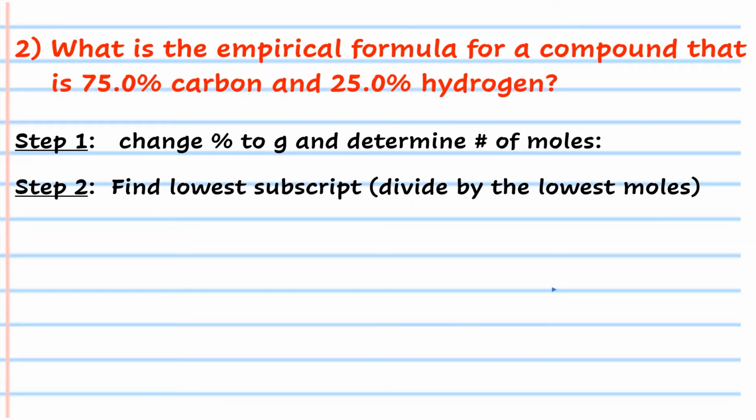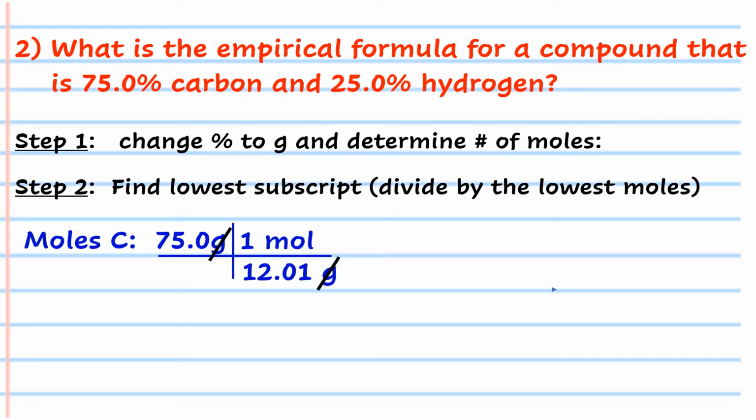So let's try another practice problem. What is the empirical formula for a compound that is 75% carbon and 25% hydrogen? So remember, step 1 is we're going to change the percent to grams and determine the number of moles for both carbon and hydrogen. So I'm going to write that out. I'm going to make sure I label my work so I don't get confused later on. We need to divide by the molar mass. We're going to set that up in our conversion problem.